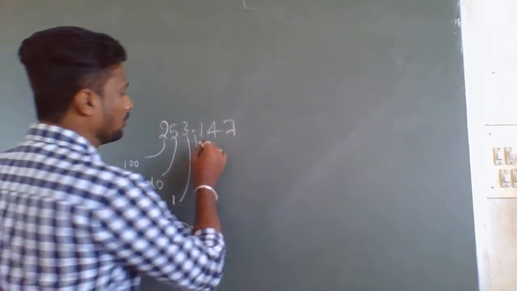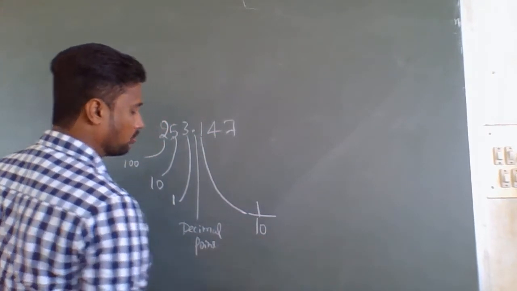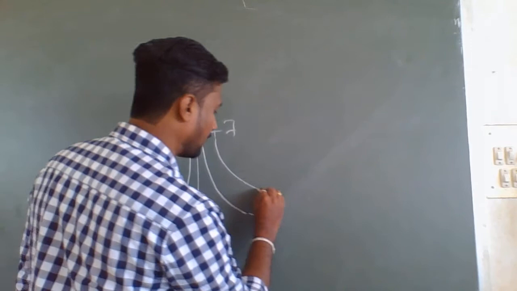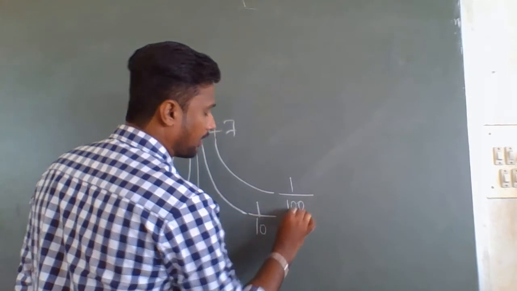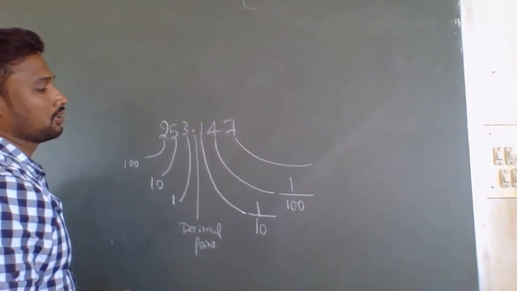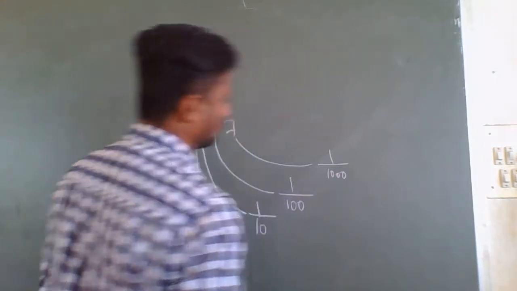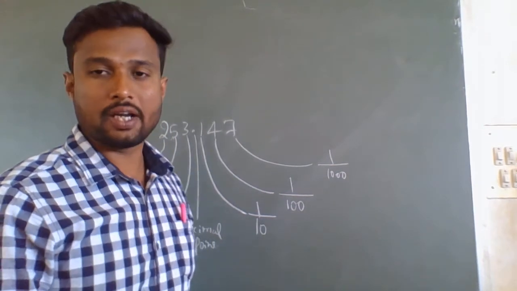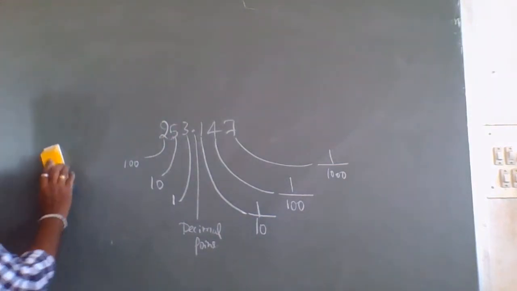After the decimal point, the first position is the tenths position, which means 1 by 10. Next, 4 is at the hundredths position, which means 1 by 100. And this 7 is at the thousandths position, which means 1 by 1000. After this, we discussed how to expand one decimal number. So now we will discuss some more examples on decimal numbers only.